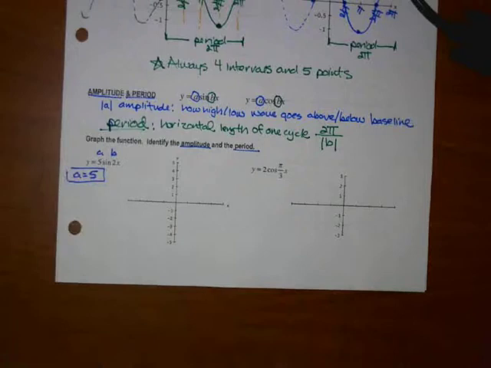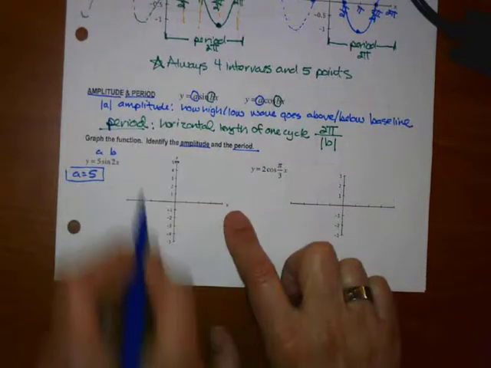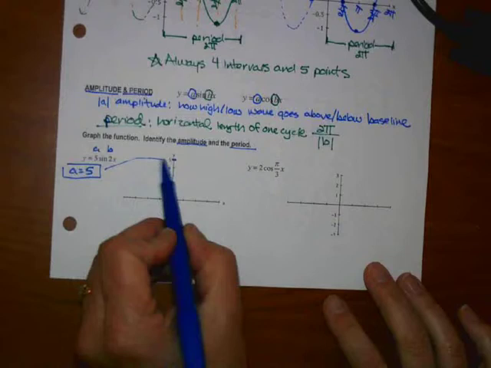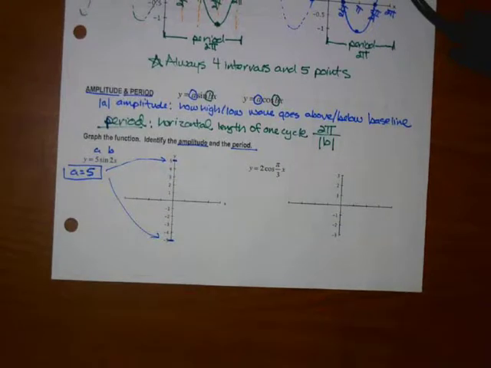What does the amplitude tell me? How far above and below the baseline? The baseline is the x-axis, so I can just go ahead and mark right on the y-axis how high and low my graph is going to go. So I'm just going to do this and this. That's the amplitude. That tells me that right there.